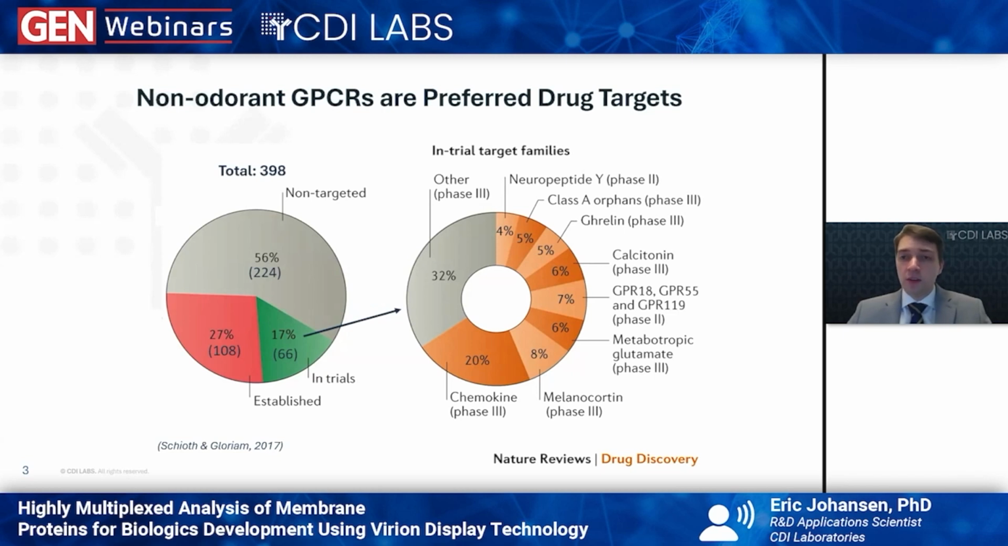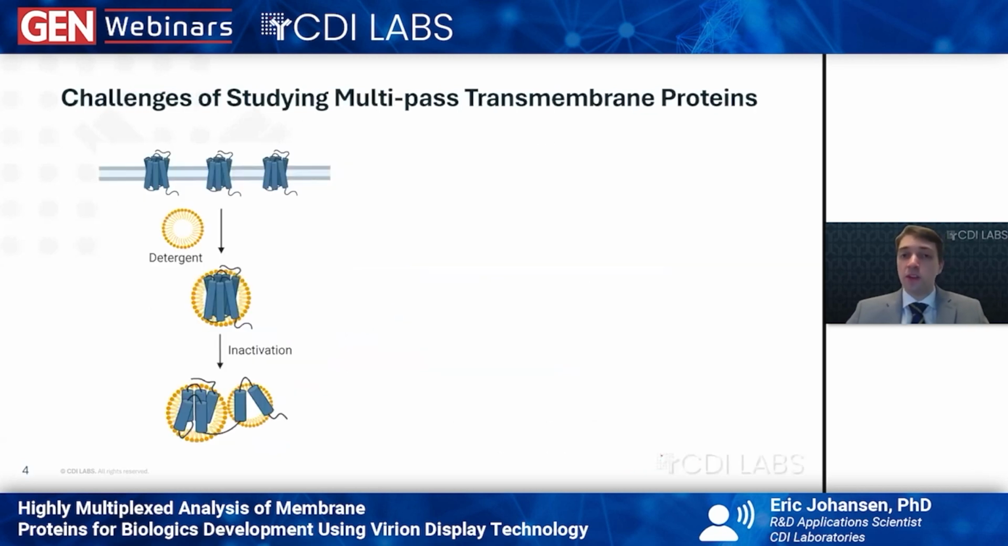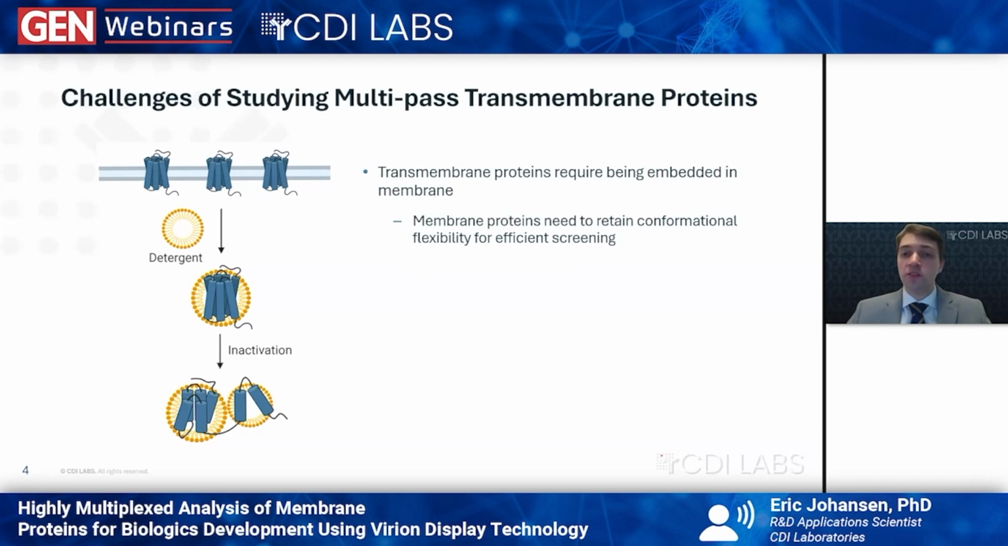The fact remains, though, that over 50% of all non-odorant GPCRs have yet to be targeted by any small molecules or biologics. And this, in part, is due to the inherent difficulties of studying multipass transmembrane proteins. Part of the difficulty of studying multipass transmembrane proteins is that they require being embedded in a phospholipid bilayer. This is necessary in order for them to retain conformation to bind their endogenous ligands. As such, one of the most immediate solutions is to do the screening in cells.